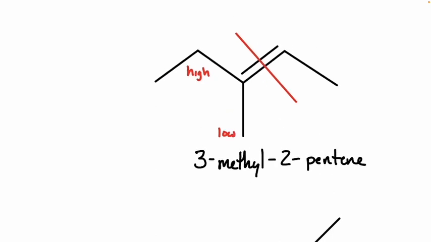If I jump to the other side, I'm comparing a methyl group with that implied hydrogen. Hydrogen's always low, so it won't be high. So again, my high priority groups are on opposite sides, so this is the E stereochemistry.